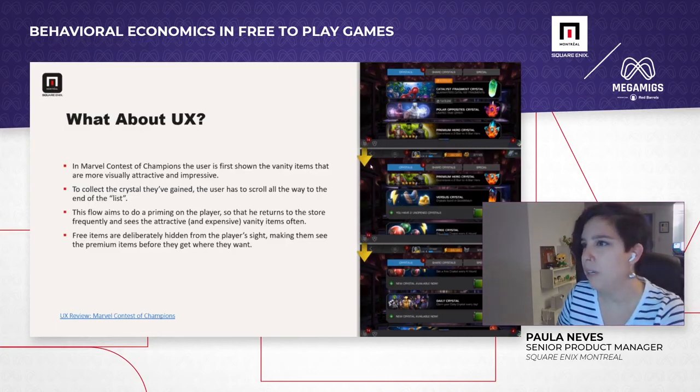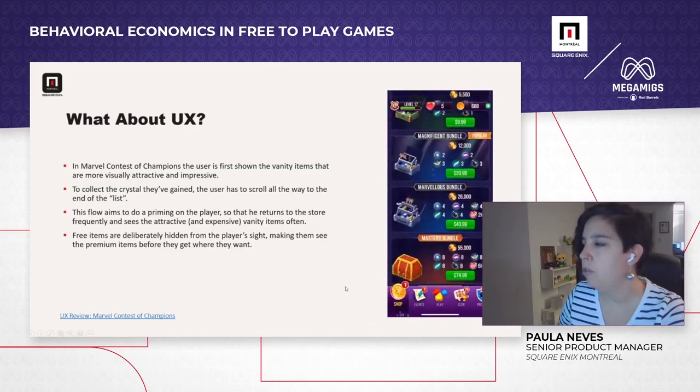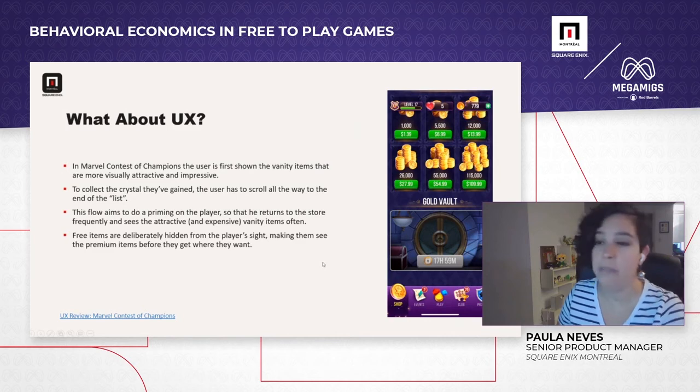And this is also very common. In the Harry Potter game Puzzles, which is a match 3 game, it's also the same situation. I'm going to play a very short video so you guys can see that you go into the shop and you scroll all the way down to collect your free gold. And then you do this every day and you see the offers every day. So you get primed into that. And eventually you could purchase something that you see that's attractive.